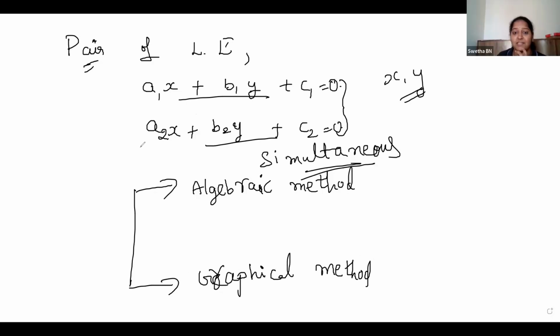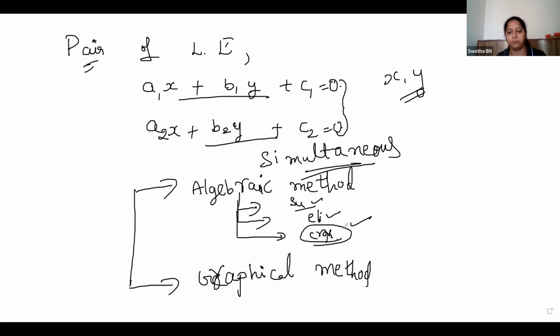Okay, I'll continue in the next class. In the algebraic method, we have three: substitution method, elimination method, and cross multiplication method. I will write in the next class. But you have only two, since it is deleted for you. If it is not deleted, you have the cross multiplication method. Okay, children. I will wind up the class.